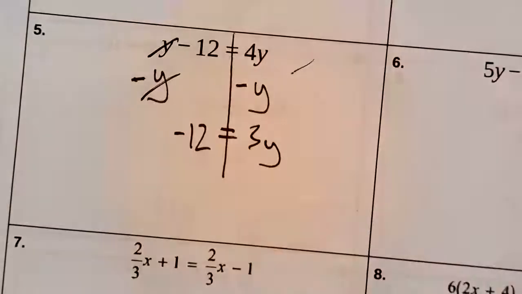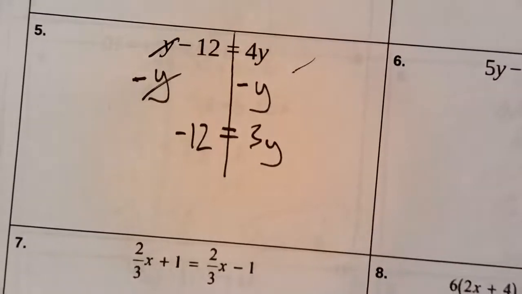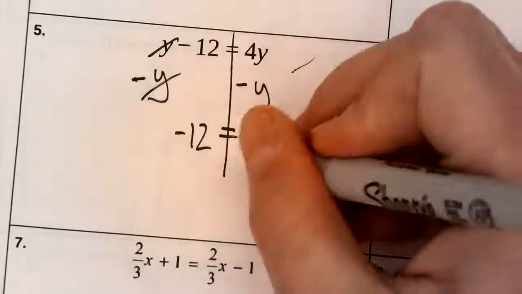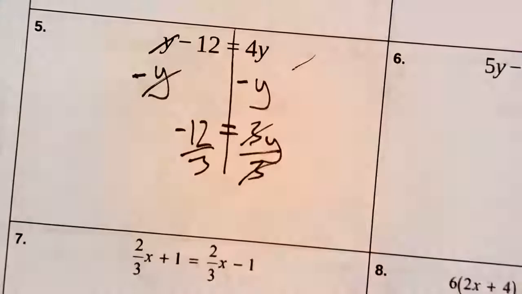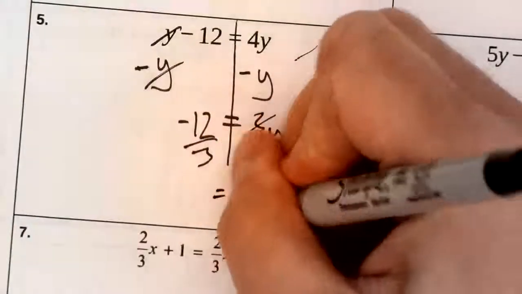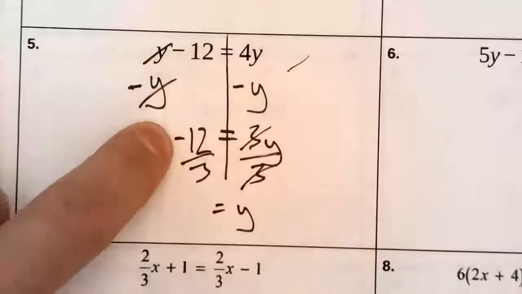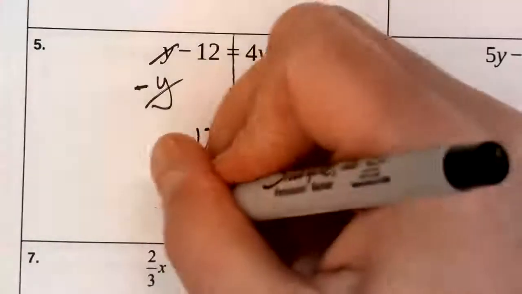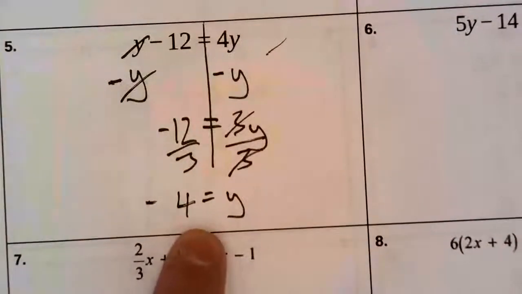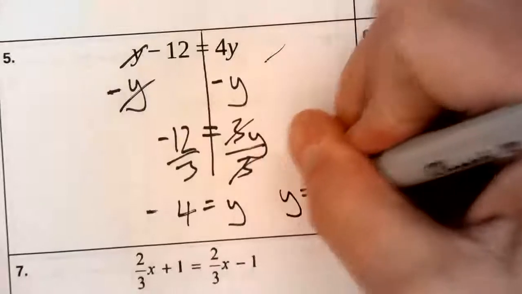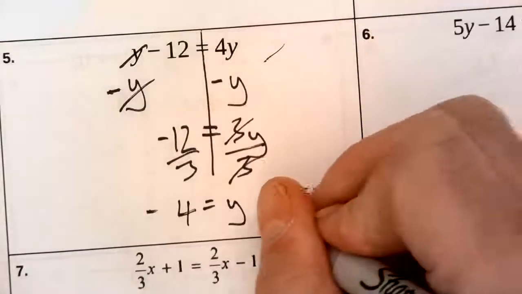In this case, the variable did not cancel out on both sides, which means I actually have a normal, solvable, one-solution type of equation. So let's divide both sides by 3 to cancel it out. I'm left with my y. Negative 12 divided by 3 is negative 4. So this is one solution: y equals negative 4. That is my final answer for number 5.